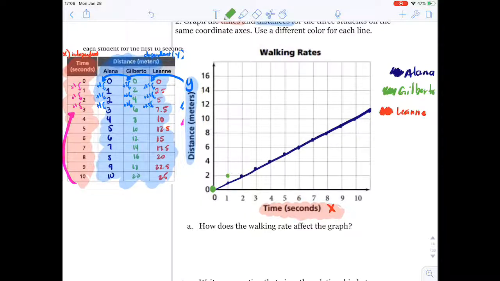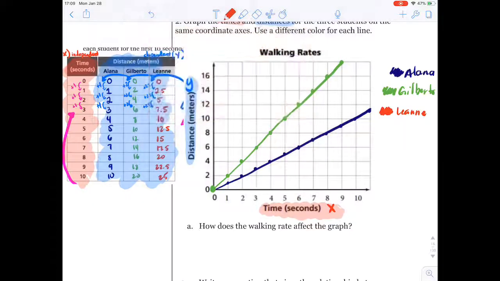All right, at 2 seconds, Gilberto is at 4. At 3 seconds, he's at 6. At 4 seconds, he's at 8, 10, 12, 14, 16, 18. And then we're a little bit off the charts after that. There we go. That's Gilberto.